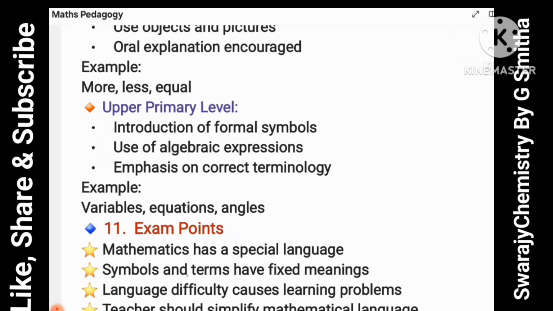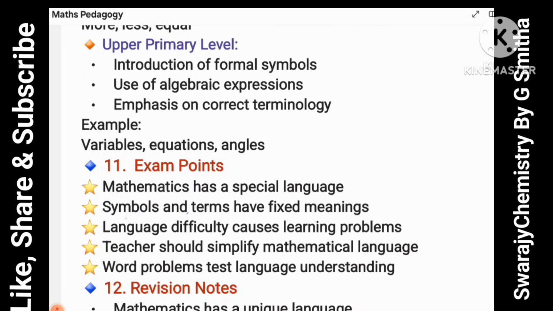From the exam point of view, these are important points. Mathematics as a special language, symbols and terms have fixed meaning. Language difficulty causes learning problems. Teachers should simplify mathematical language. Word problems test language understanding.